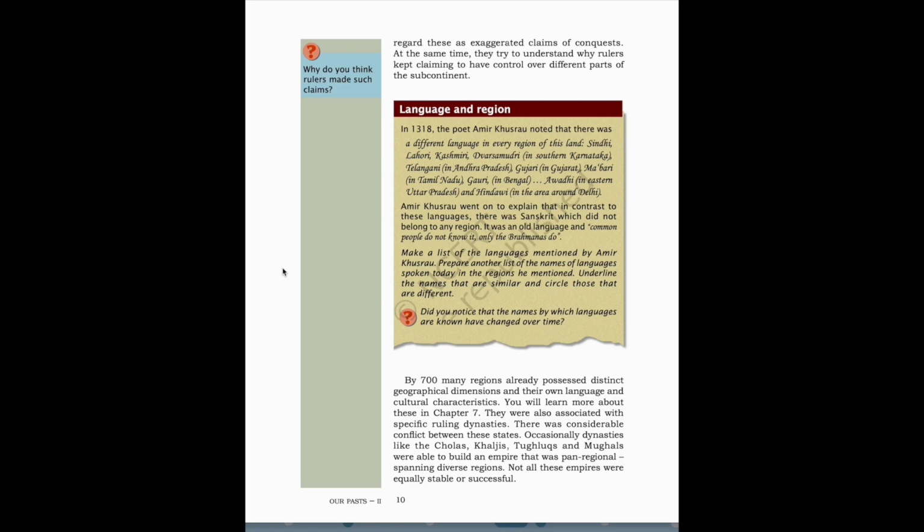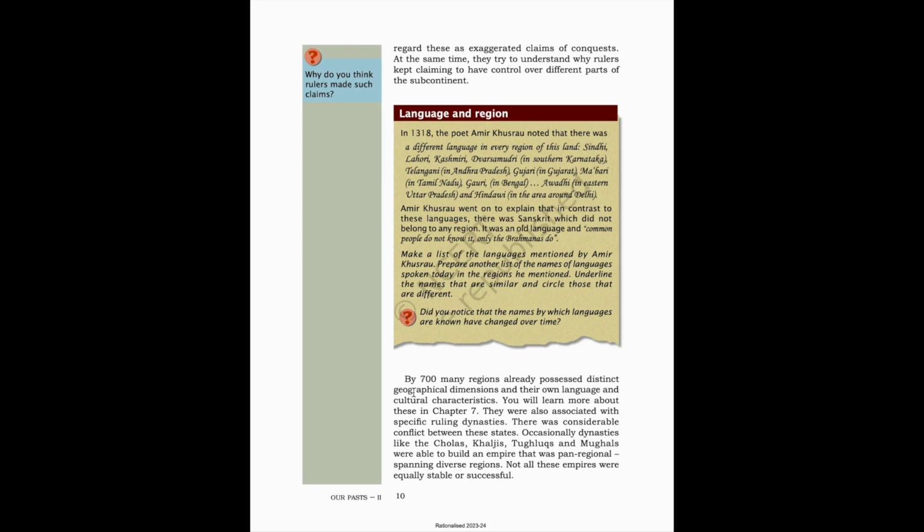Only the Brahmins do. Make a list of the languages mentioned by Amir Khusro. Prepare another list of the names of languages spoken today in the regions he mentioned. Underline the names that are similar and circle those that are different. Did you notice that the names by which languages are known have changed over time?